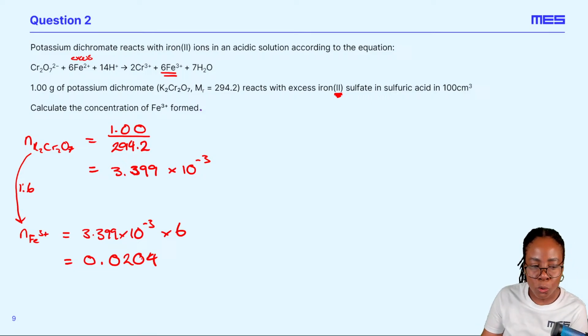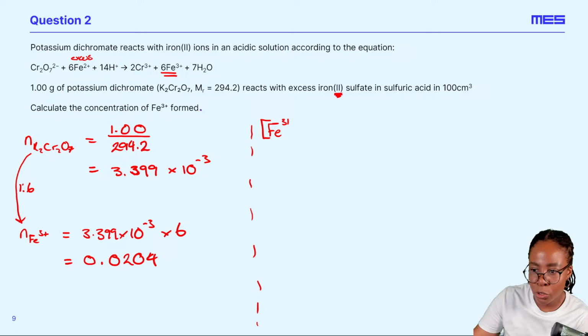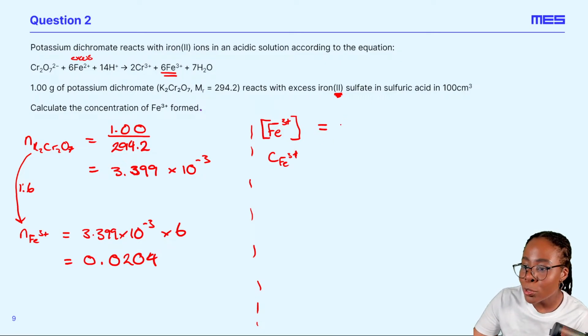Now we've got moles. We don't want mass this time. The question has asked us to calculate the concentration. So how are we going to calculate the concentration, which I'm going to do as square brackets like this? That's what concentration is. Or we can write C, Fe3 plus, up to us. Same. How will we calculate the concentration? Thank you. Moles over volume, right? Moles over volume. Fantastic.